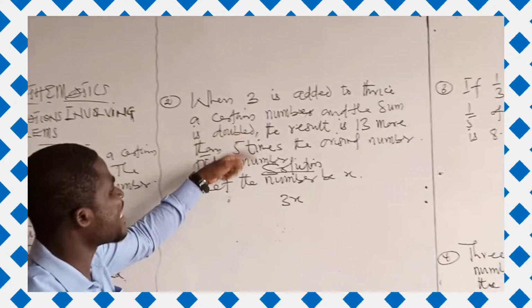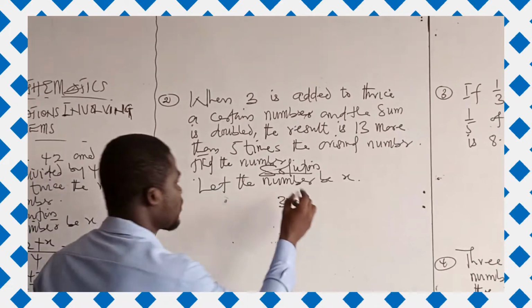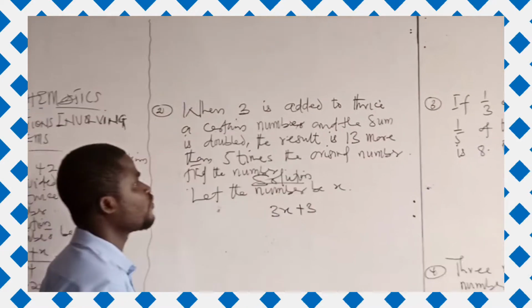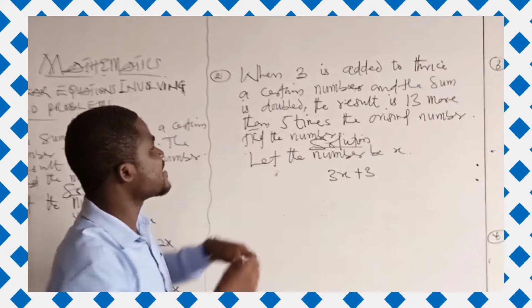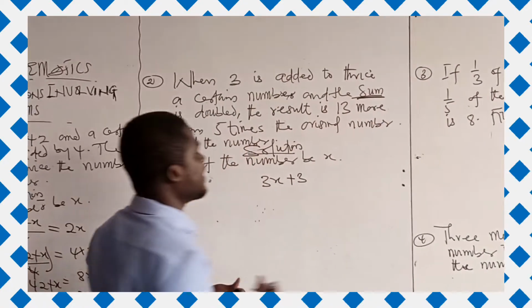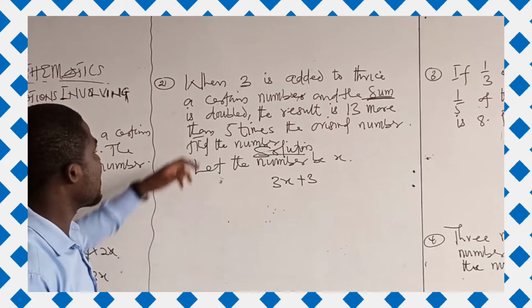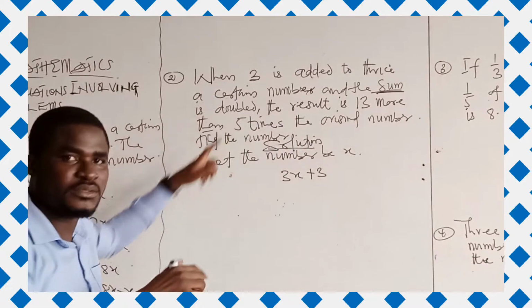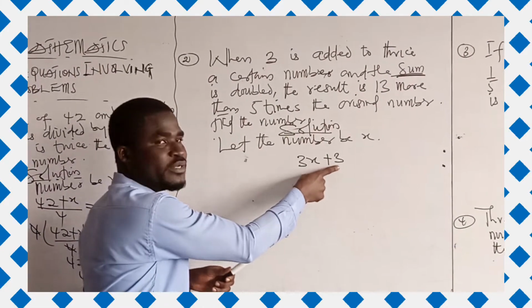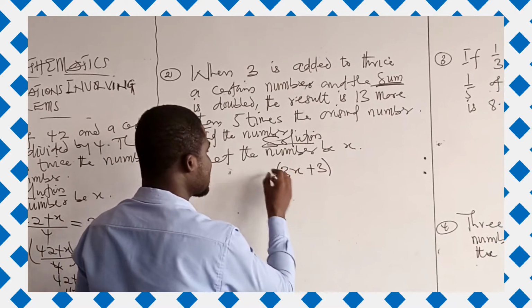Now, you said 3 is added to this. So plus 3. And the question says, the sum. The sum means addition. And the sum is doubled. This is the sum, so I'm going to double this sum. So you put it in brackets, 2 times.